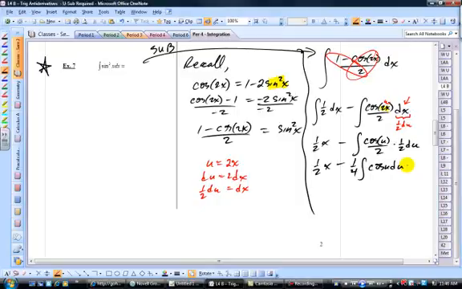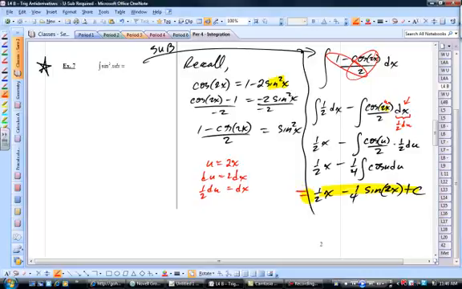The integral of cosine is a function whose derivative is cosine. What is it? Sine, because the derivative of sine is cosine. So you have 1/2 x here minus 1/4 sine u. Well, let's skip a step. What's u? 2x. So let's bring 2x back in automatically, plus c. Okay, so here's our end result.